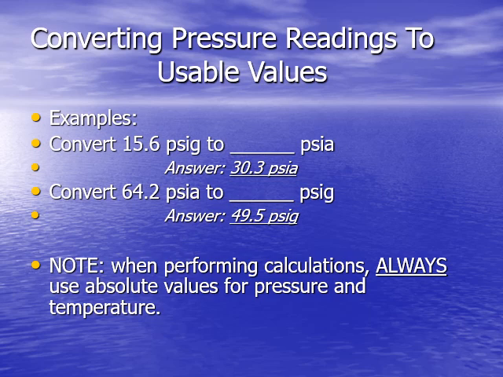When solving pressure problems, convert gauge pressure to absolute by adding atmospheric pressure. Convert absolute pressure to gauge by subtracting atmospheric pressure. Example, 15.6 psig equals 30.3 psia. Use absolute values in all calculations unless otherwise stated.